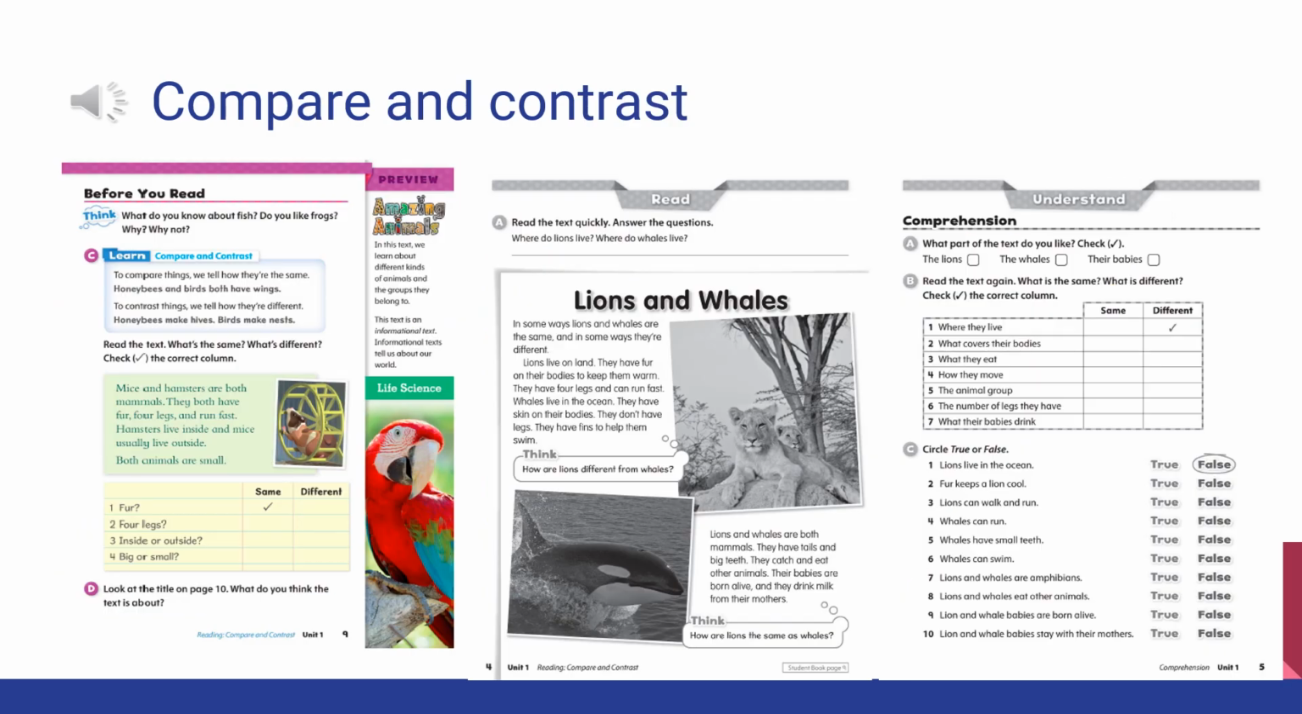Okay class, come to page number 4 of your workbook. This topic, lions and whales, is about compare and contrast. As you know, we have already done this topic of compare and contrast in your student book, and this topic is related to the student book which you've already done. So pages 4 and 5 would be an RA.